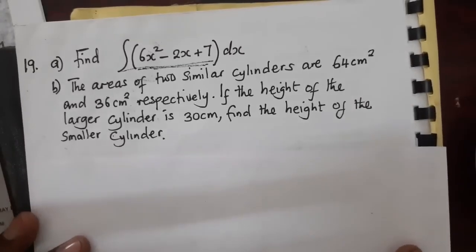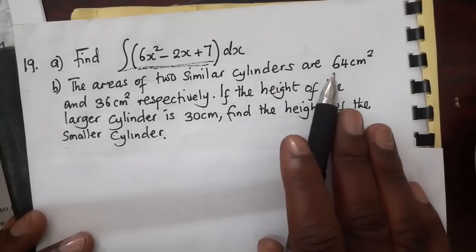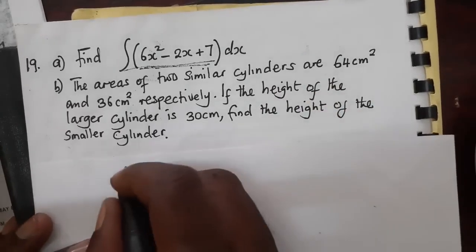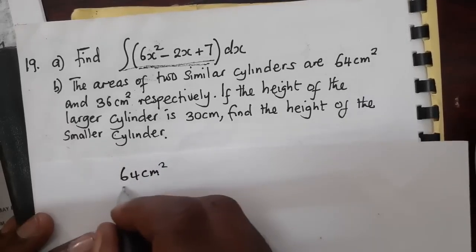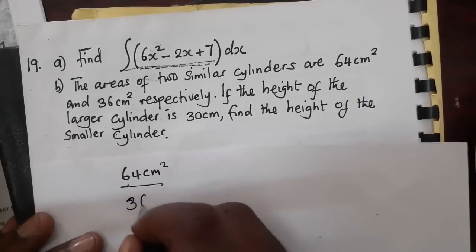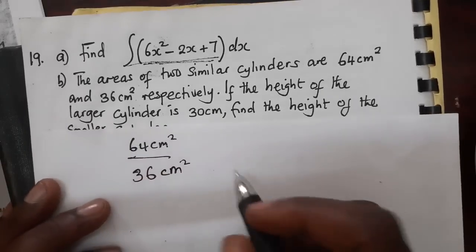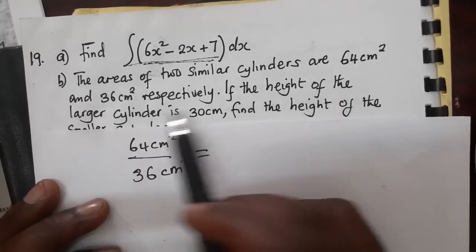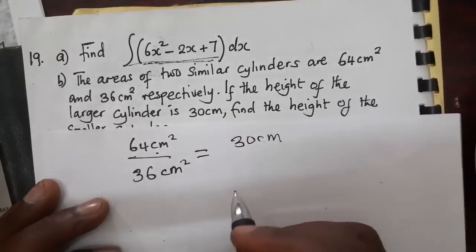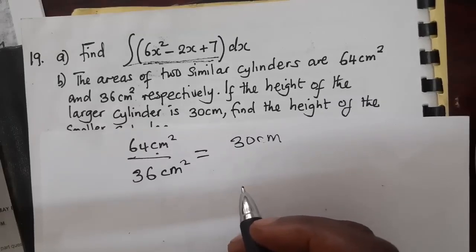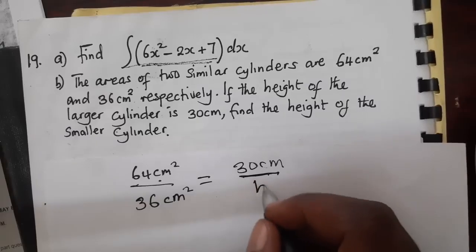So we get the second part, which is: the areas of two similar cylinders are 64 over 36 respectively. So if the height of the larger cylinder, which is this one, is 30 centimeters, find the height of the smaller one, so we can put just h here.